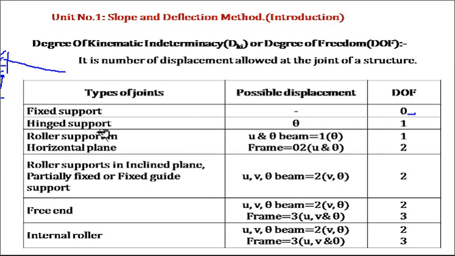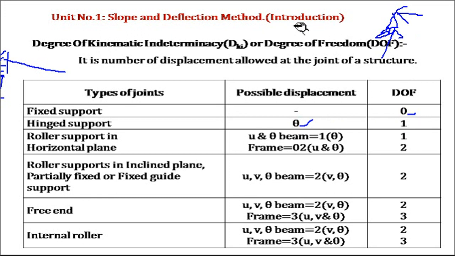Now the hinge support. The hinge support has two reactions, that is vertical reaction and horizontal reaction. This hinge support will not allow the member to move in x direction as well as in y direction, only rotation is allowed. So the degree of freedom is 1.